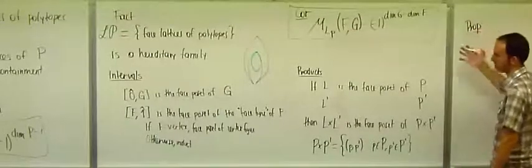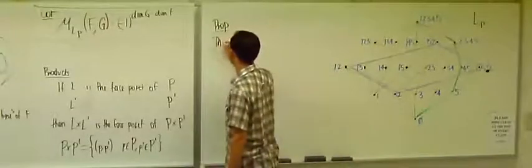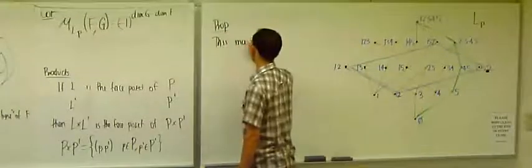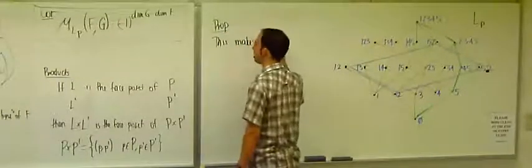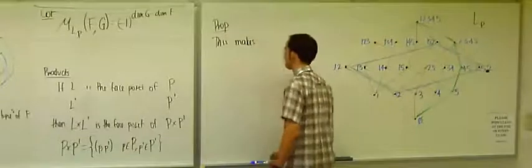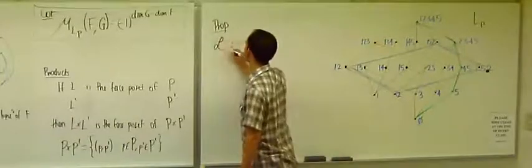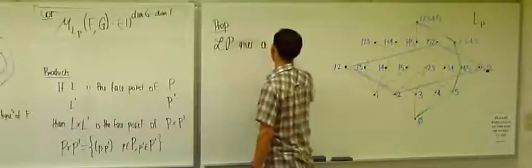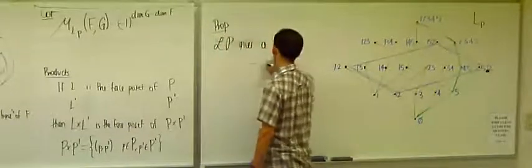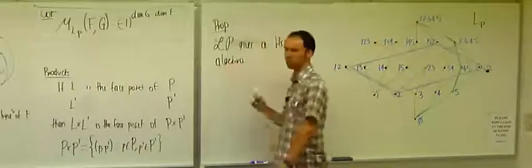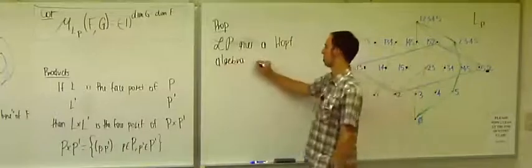I mean, it's an immediate corollary that this product gives us a Hopf algebra, an incidence Hopf algebra with the usual product and coproduct.